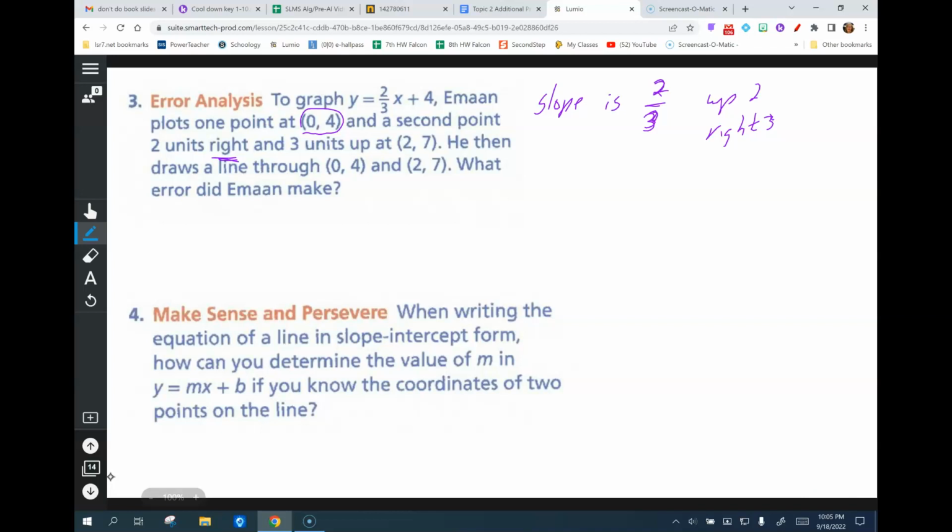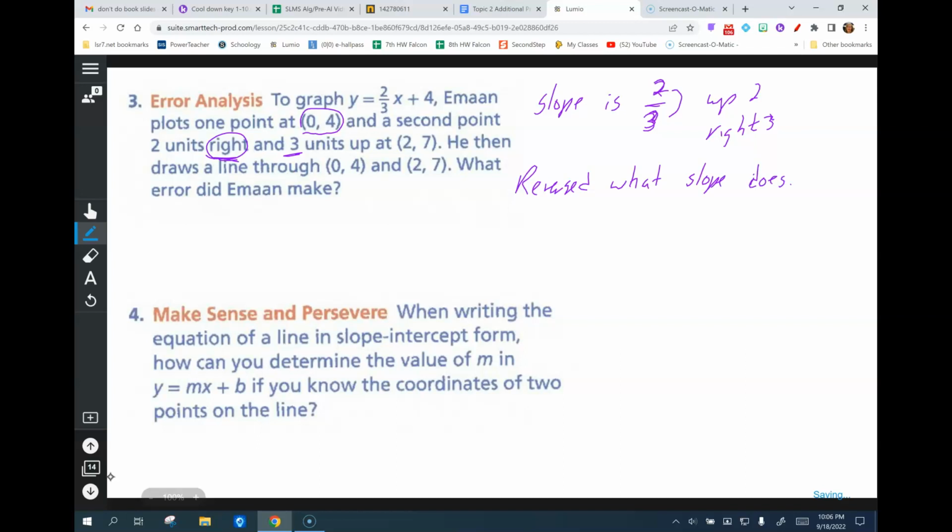He then draws the line. What error did Aman make? He went right when he should have gone up and down, and then he took the 3 when he should have gone left and right. Okay, so his error was he reversed what he was supposed to be doing with the slope. Reversed what slope does.